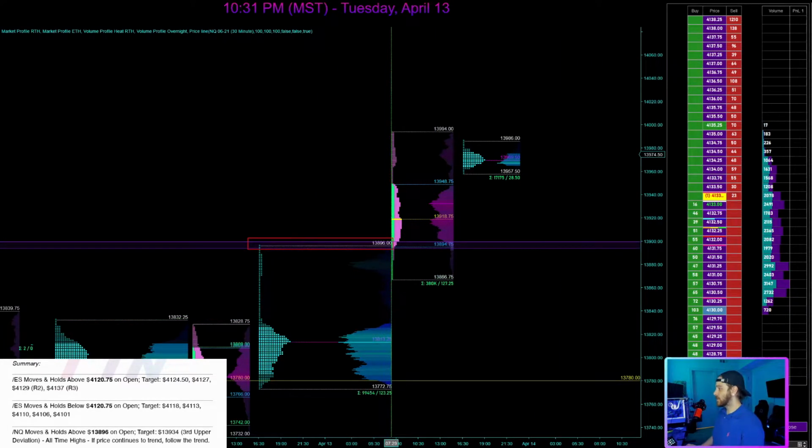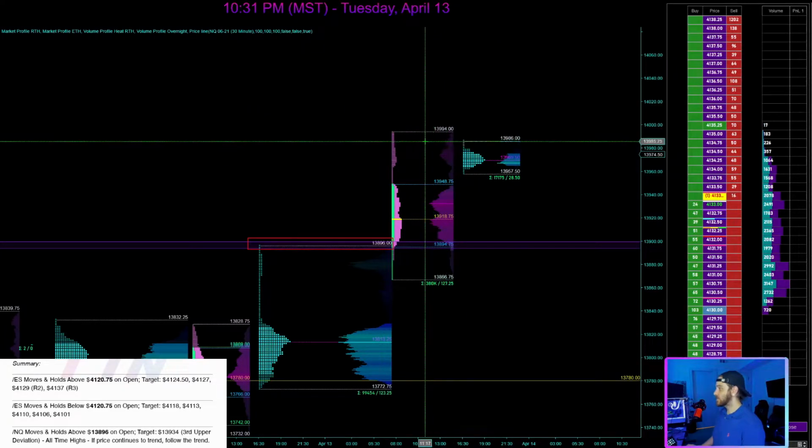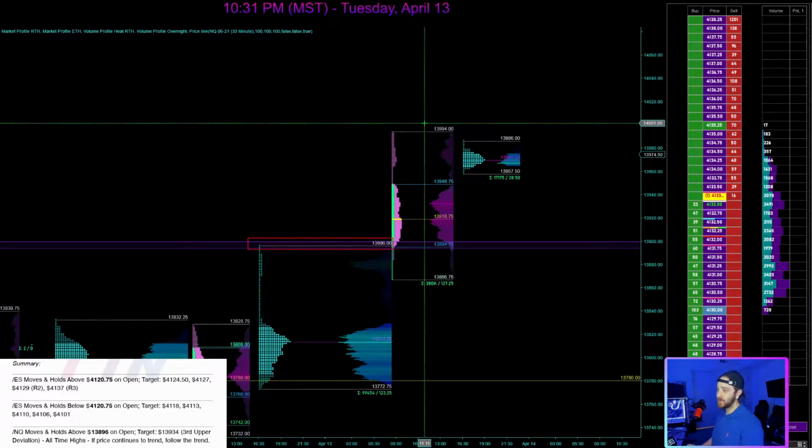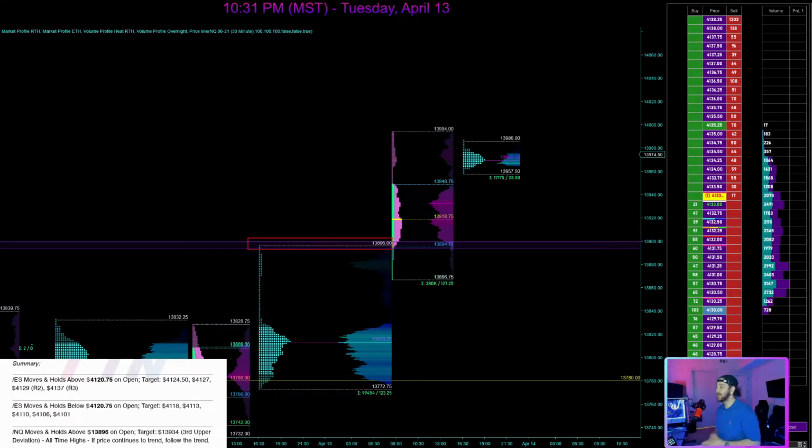So first upside target, just like on ES, was third upper deviation of VWAP. So we were above R3, we were above all the fib pivots, so I didn't really have a lot to go on. So I was using the third upper deviation, and you can see that I only had one upside target here, right? So it was essentially just a gap and go, follow the trend, let the trend be your friend, like I say here, all-time highs. If price continues to trend, follow the trend.